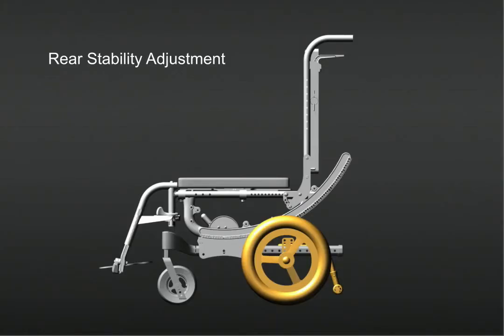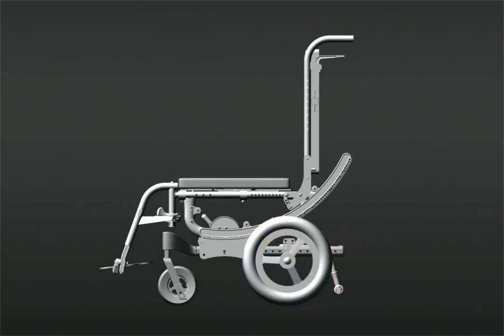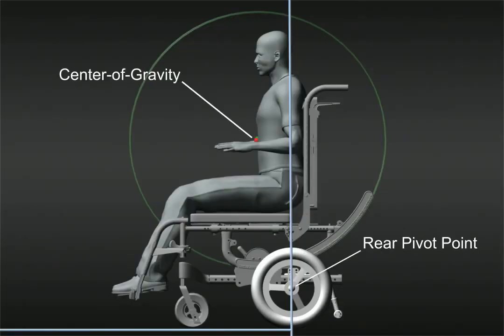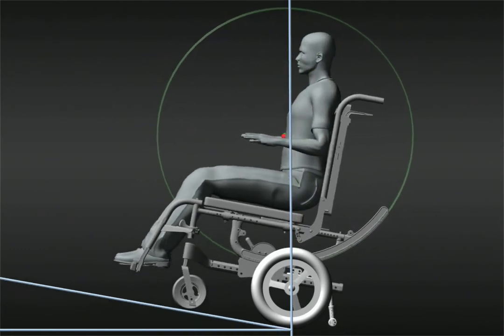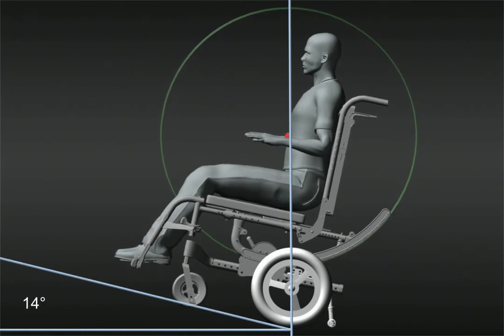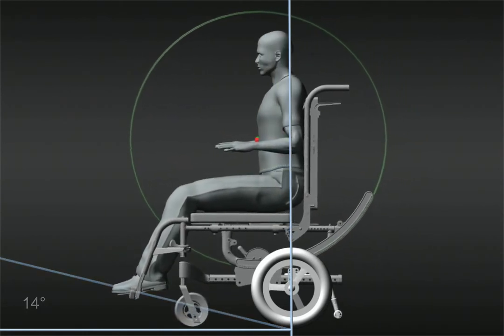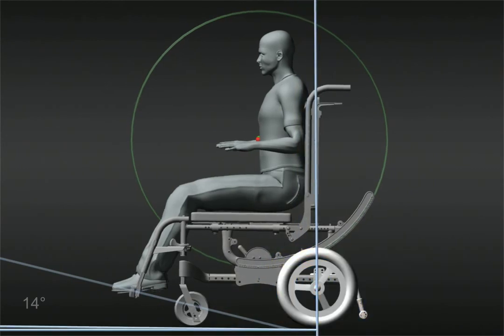The last adjustment capability is rear stability adjustment. This is accomplished by moving the rear wheel forward and backwards on the base frame. In this example, the center of gravity passes over the point of support, the axle of the rear wheel, at approximately 14 degrees. By simply moving the rear wheel rearward on the base frame, you can significantly and easily improve the rear stability.